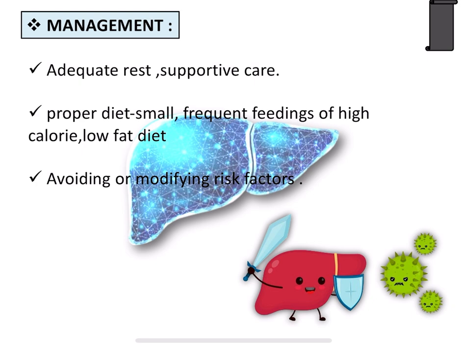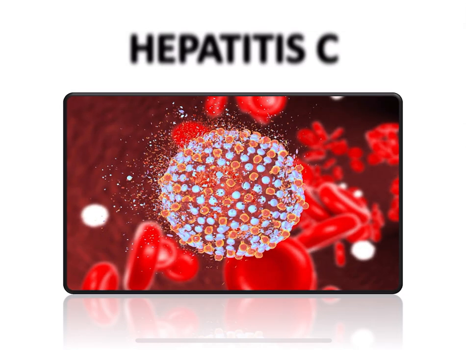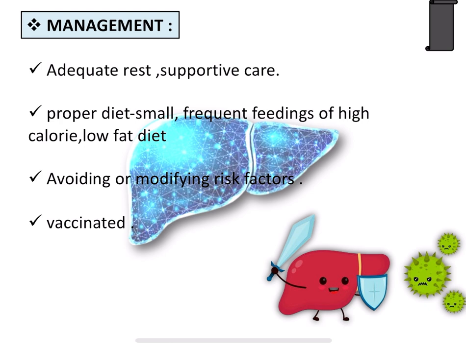High calories but low fat diet, avoiding or modifying the risk factors like improving the sanitary conditions, moving out of overcrowded places, stopping the use of shared syringes. Mainly it is a fecal route rather than parenteral or sexual contact. So the sanitary conditions and the hygiene have to be improved. And lastly, the vaccination.